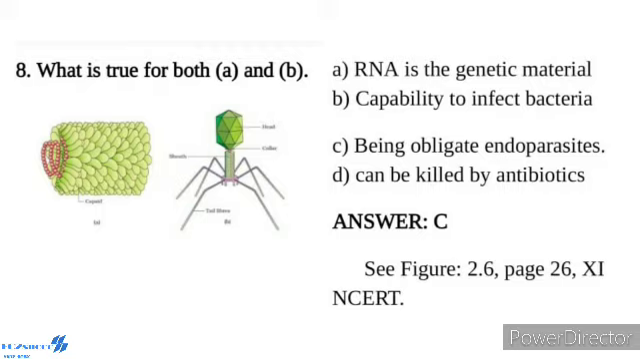and at the distal end to a hexagonal basal plate. Fourth, pins at the corner of the basal plate. The basal plate also bears six long tail fibers, which are the organs of attachment to the bacterial surfaces. So the correct answer is option C. C is obligate endoparasites.